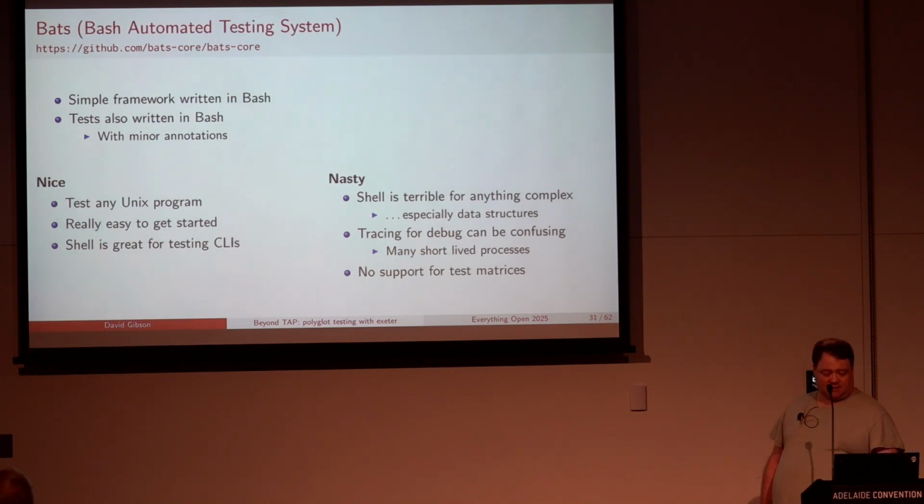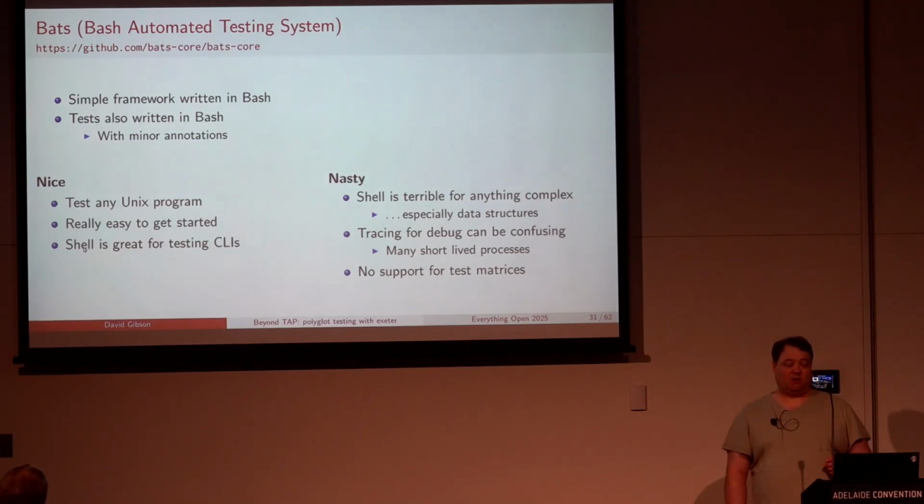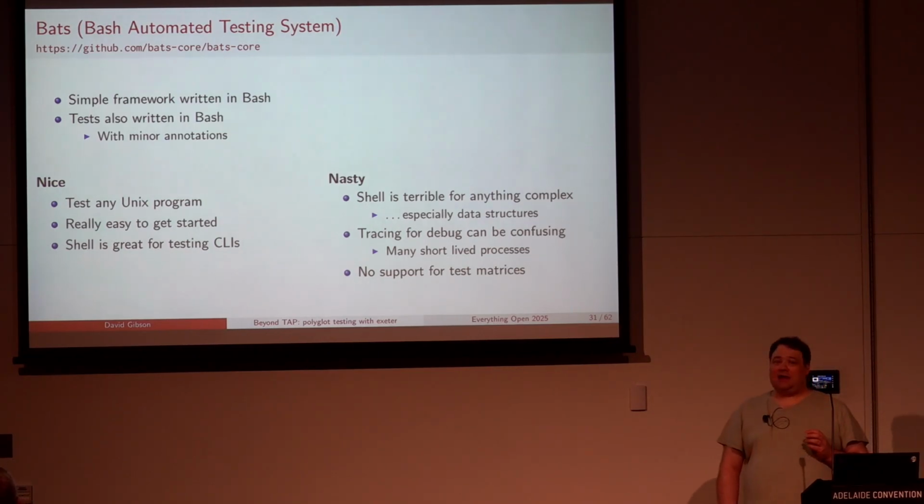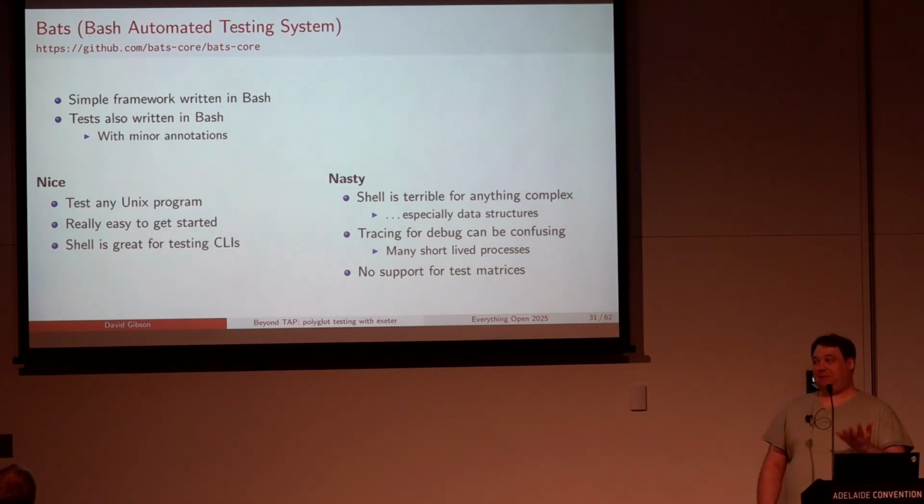So with BATS, you can test any Unix program with a CLI this way. Great. It's really easy to get started, so that's great. And shell, of course, is really good for testing command line interfaces because the entire point of a shell is running command line interfaces.